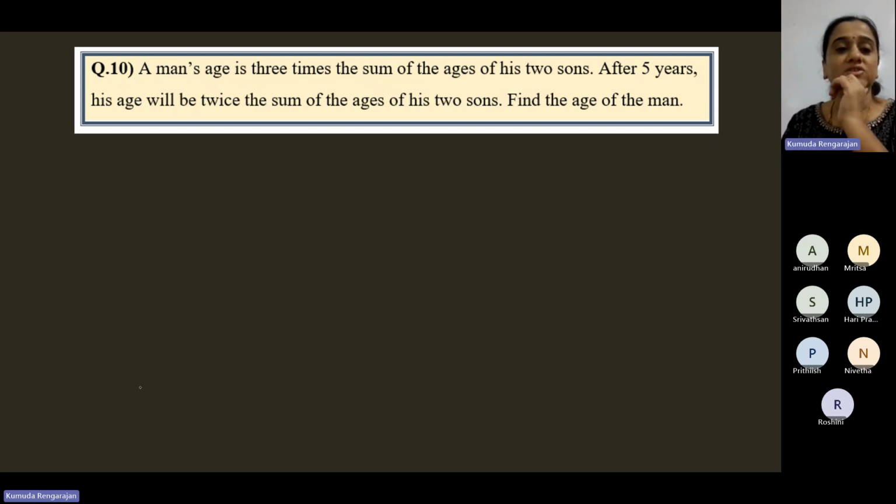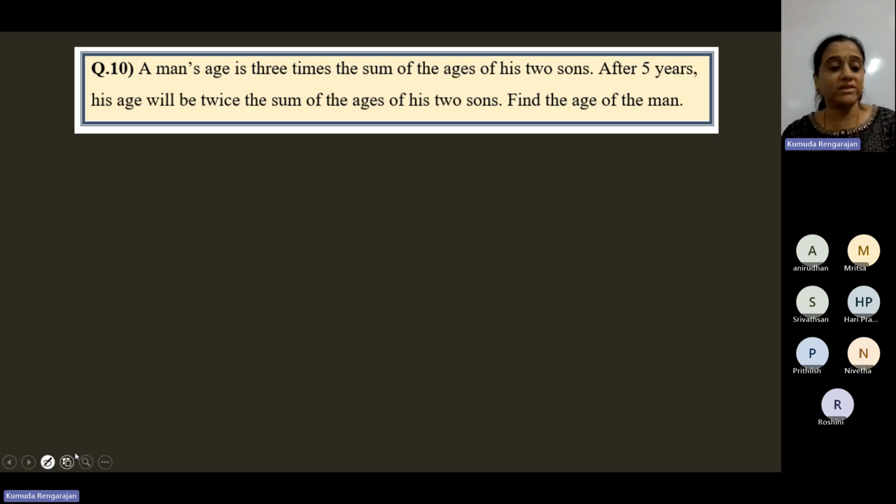A man's age is 3 times the sum of the ages of his 2 sons. They're not twins because it's not given, just 2 sons. After 5 years, his age will be twice the sum of the ages of his 2 sons. Find the age of the man.